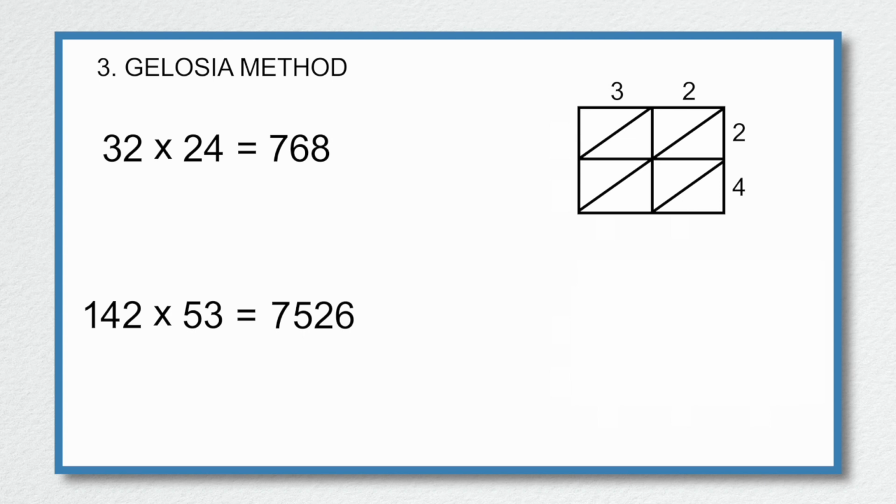We now fill in the grid doing multiplications, starting with the top left-hand box. And this is going to be 3 multiplied by 2, which we know is equal to 6.